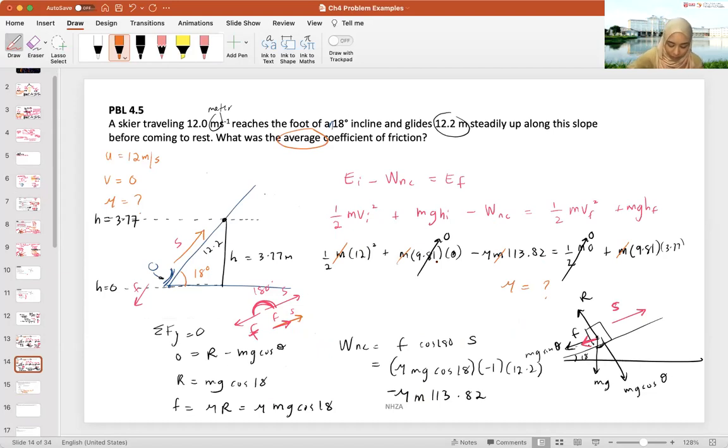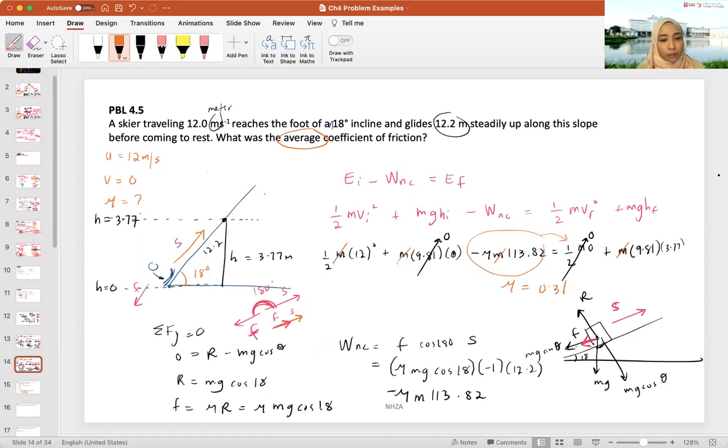So 12 squared divided by 2. And then I'm going to shift this guy over here sebab saya nak jadikan dia positif. So 12 squared divided by 2 minus with 9.81 times 3.77. So I've got 35 and then divide by 113.82. So I get 0.31, sama. 0.31. Tak ada unit. Coefficient of friction, no units. Okay, so this is how you do it. Any questions about this one?